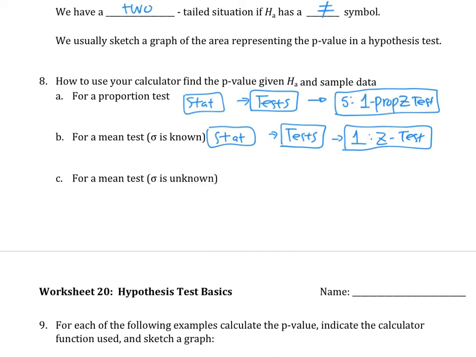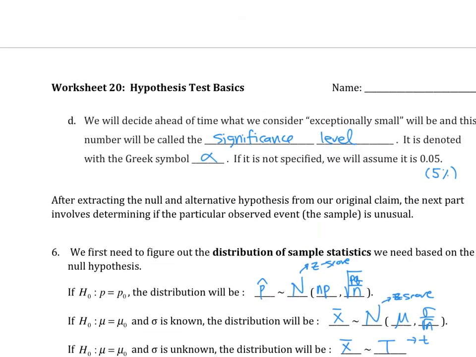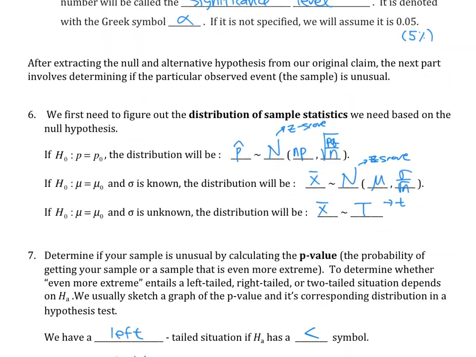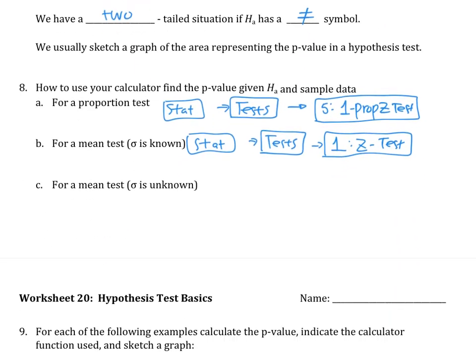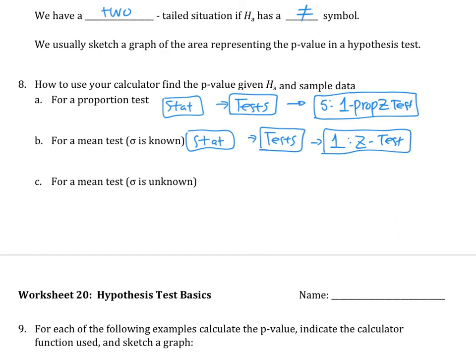And part C, for a mean test when sigma is not known. Again, when sigma is not known, we used a t distribution instead of z distribution. So we'll do the same thing here. On your calculator, I go to stat, we'll go to tests, and right under z test, there's a t test, option 2, t test.